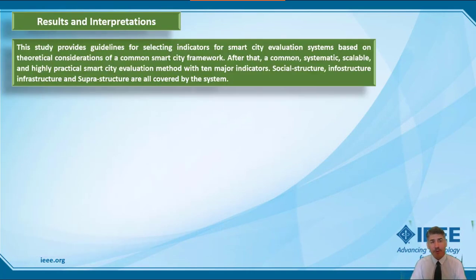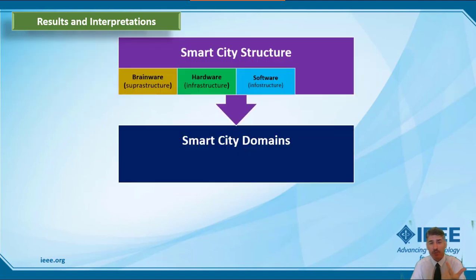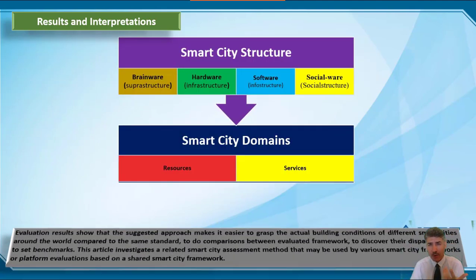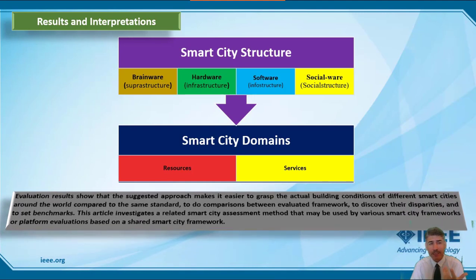Result: this study provides guidelines for selecting indicators for smart city evaluation systems based on the theoretical consideration of common smart city frameworks. After that, a common systematic, scalable, and highly practical smart city evaluation method with 10 major indicators. Social structure, infrastructure, superstructure are covered by the system. The results show that the suggested approach makes it easier to grasp the actual building condition of different smart cities around the world compared to the same standard.